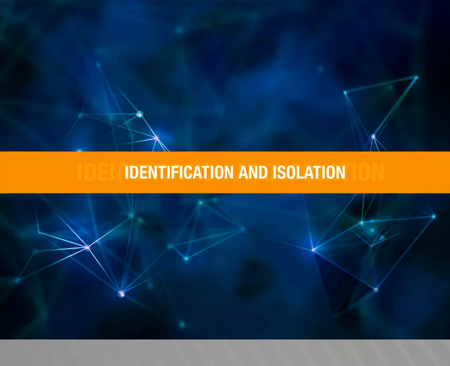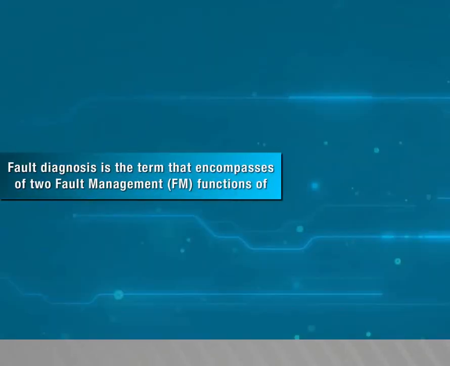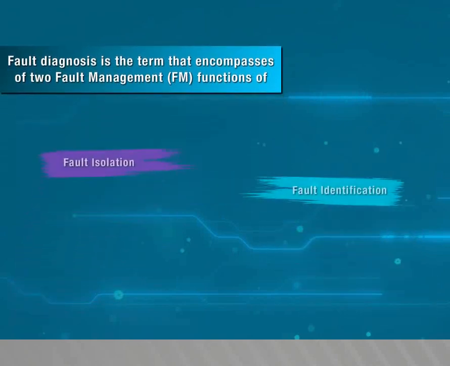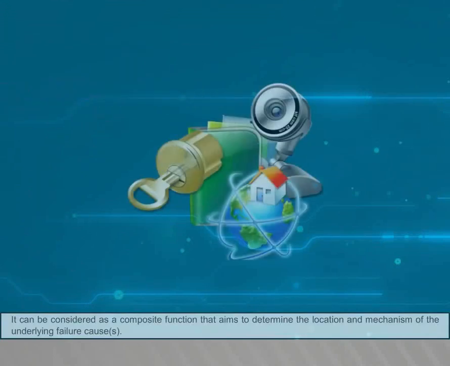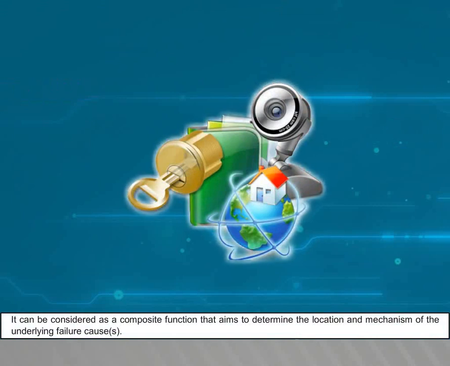Identification and isolation. In this video, we are going to see about identification and isolation. Fault diagnosis is the term that encompasses two fault management (FM) functions: fault isolation and fault identification. It can be considered as a composite function that aims to determine the location and mechanism of the underlying failure causes.